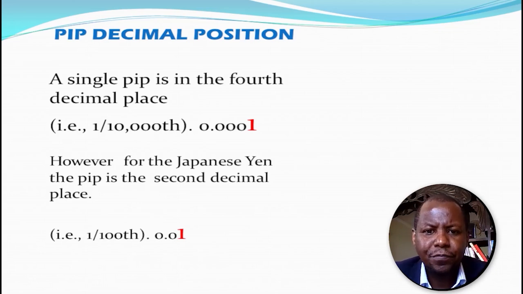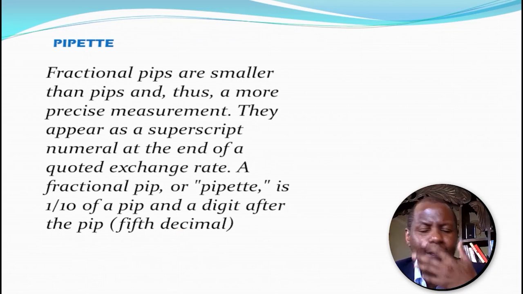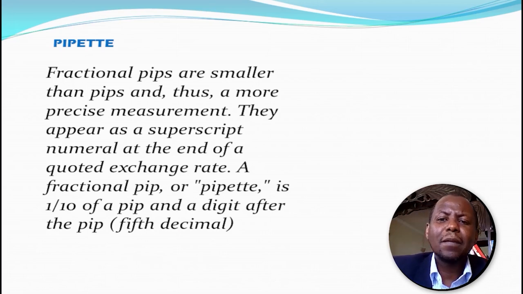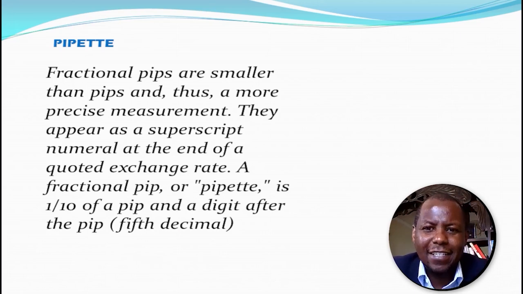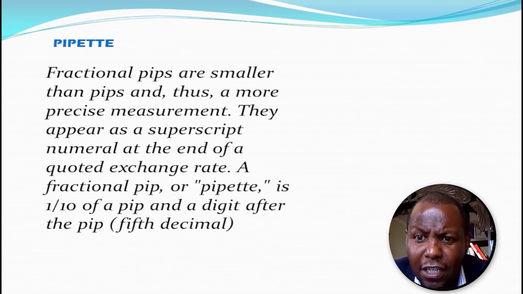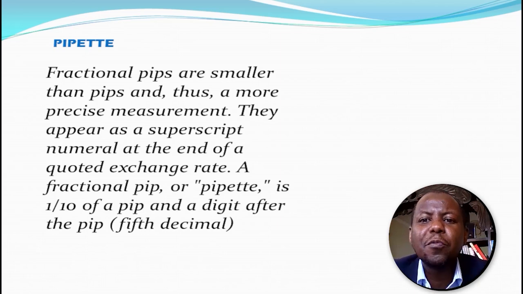So going on to study a little more, there's something smaller than a pip. It's called a pipette. Fractional pips are smaller than pips. It's a smaller pip, and thus a more precise measurement. They appear as a superscript numeral at the end of a quoted exchange rate. A fractional pip or pipette is 1/10 of a pip and a digit after the pip or the fifth decimal.